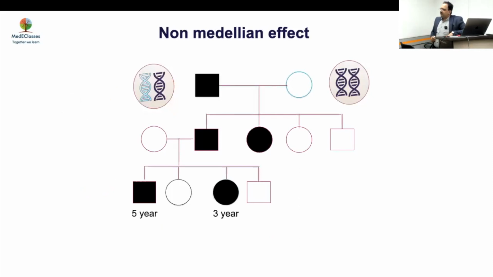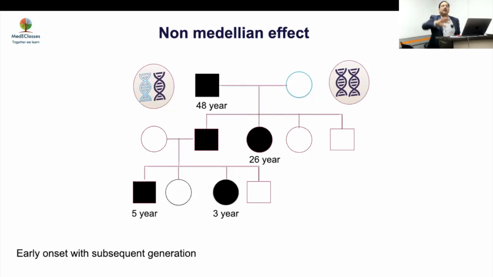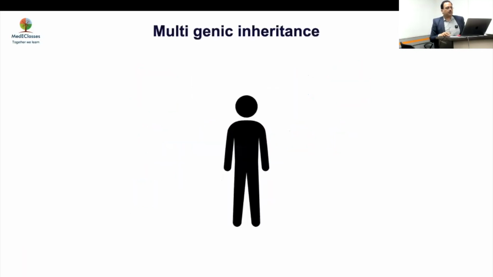This child had onset at 5 years, this had 3 years, this had 26 years, the first generation, and the grandfather was 48 years. So with every generation you're having earlier onset. This is known as anticipation. And often you will not get a history because they might not have manifested till now. So this will be relevant: if you identify it in the grandchild, you can predict that this grandfather may also have the disease. So this happens basically with triplet repeats or telomere problems.